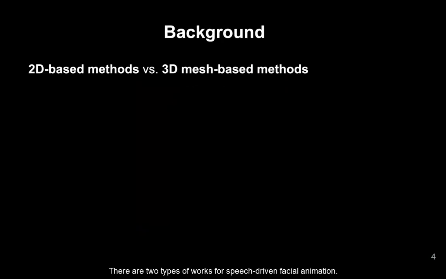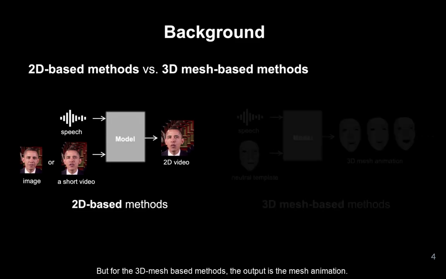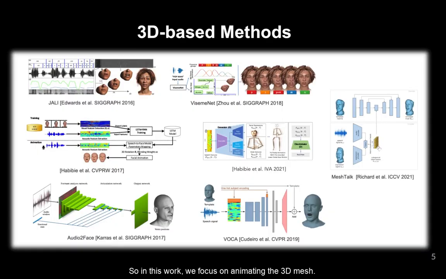There are 2 types of works for speech-driven visual animation. For the 2D-based methods, they aim to generate the 2D video frames for the target person. But for the 3D mesh-based methods, the output is the mesh animation. And our goal is to produce realistic 3D visual expressions as well as accurate lip motions from the speech. So in this work, we focus on animating the 3D mesh.